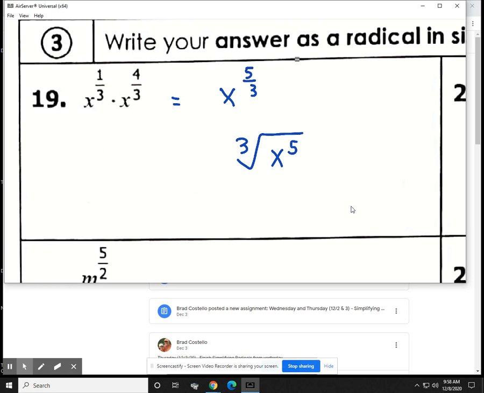Now, is this one all the way simplified? Hopefully you guys all recognize it's not. Why? Because 3 goes into 5. How many times? So x gets to escape 1 time. What is 1 times 3? So 3 of those got to come out. How many were there? There were 5. So how many remain inside? So my answer is x times the cube root of x squared. Now that radical is all the way simplified. Done.